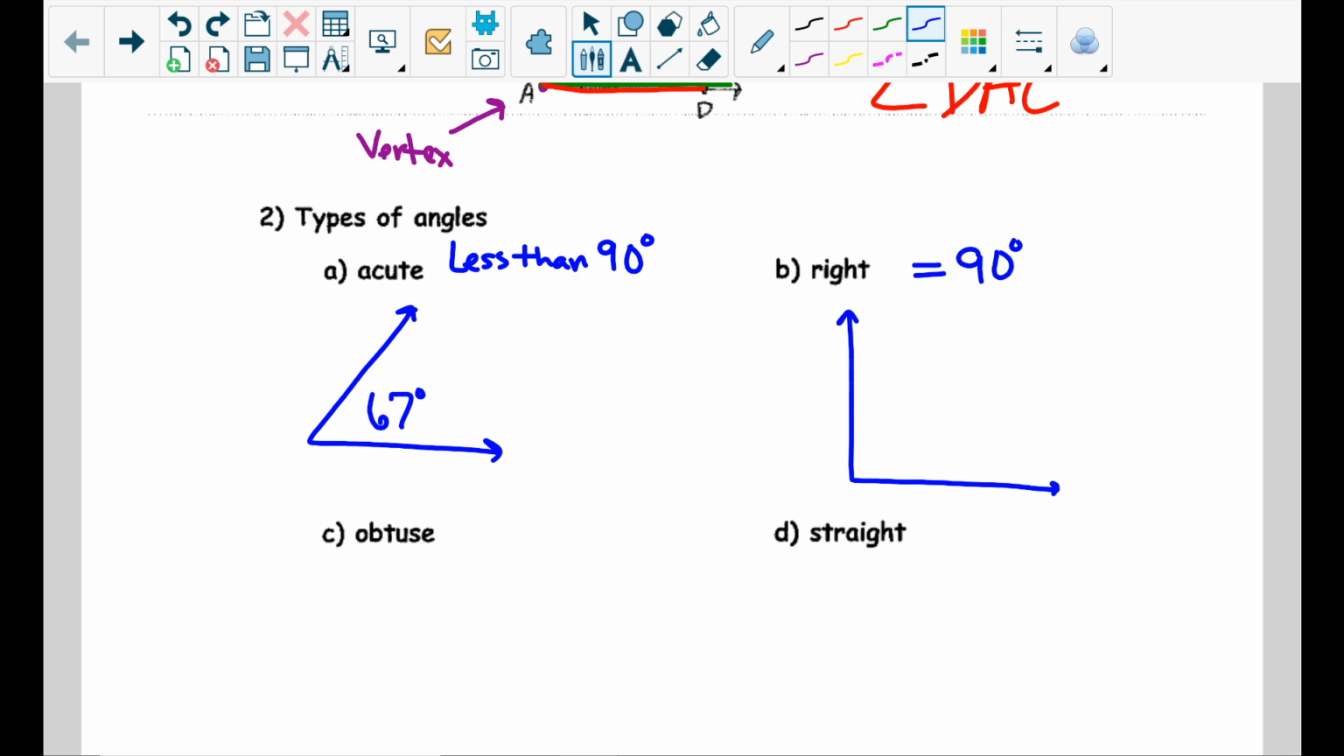Or, most of the time you'll see this little box. It's usually red, unless it's on my paper for now. But if it's like a picture on the computer, a lot of times it's like a little red box. That means 90 degrees, okay? So when you see this box, that means it's a 90 degree angle. It's a right angle.